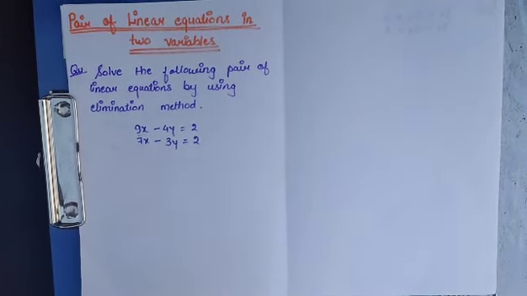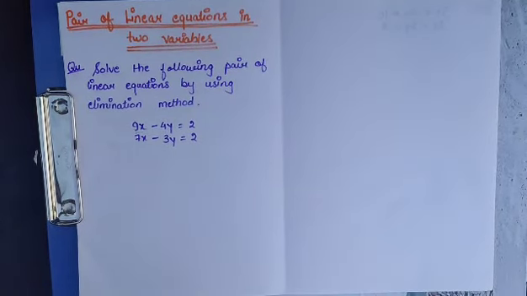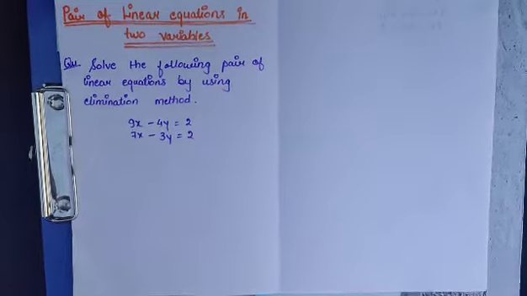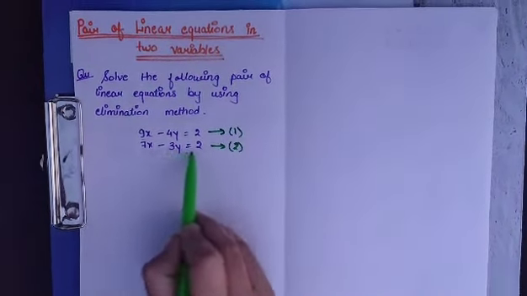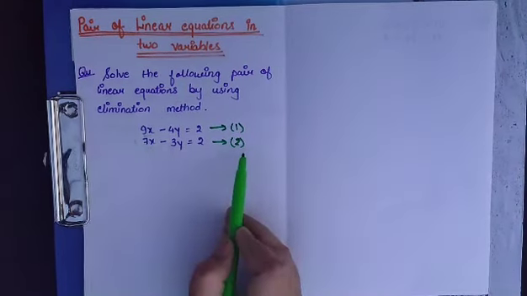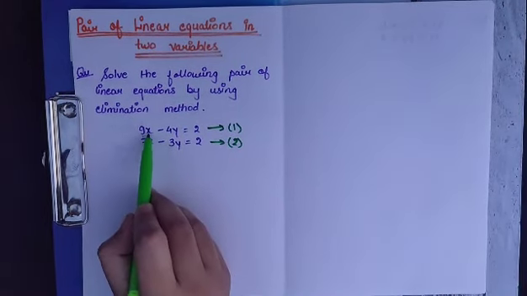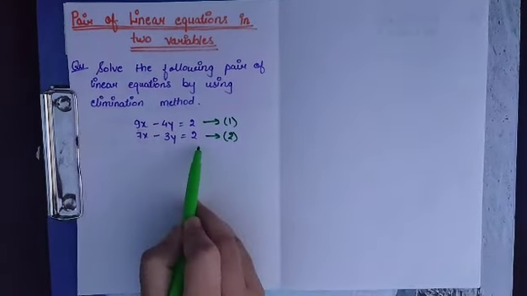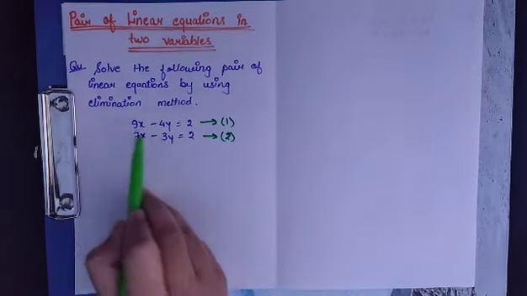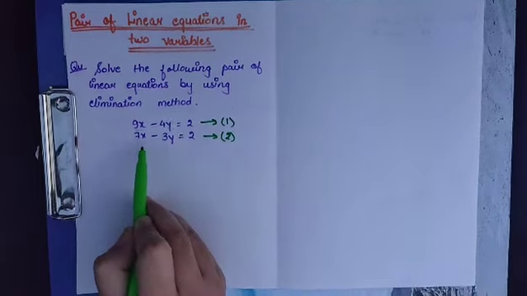In this video, I'll solve the pair of linear equations in two variables by using the elimination method. So let's start. Name it as equation 1 and this equation as equation 2. Now, here we have two variables. One is x and second is y, due to which it is difficult to solve them. So we will try to reduce these equations into one variable form.